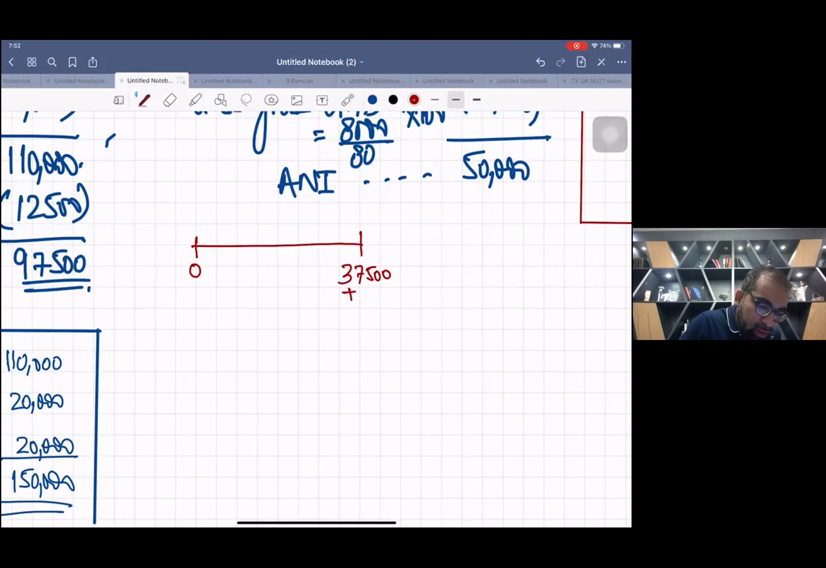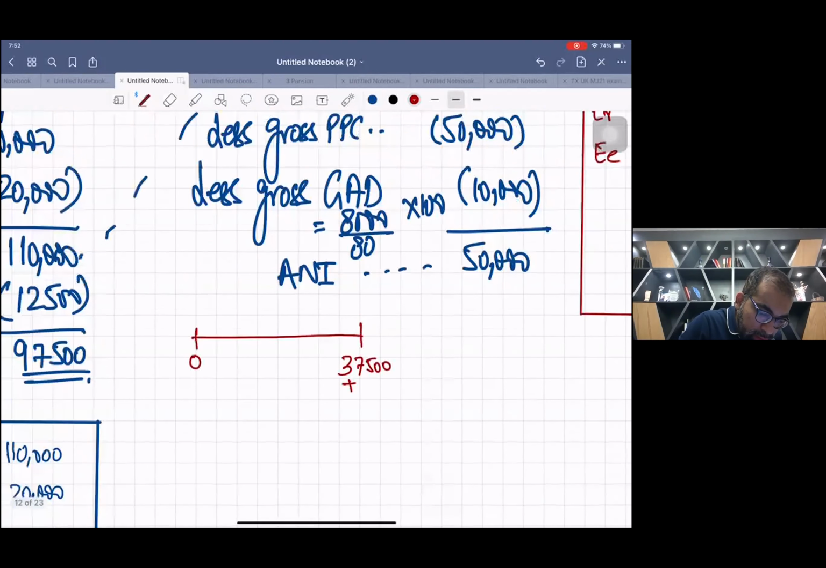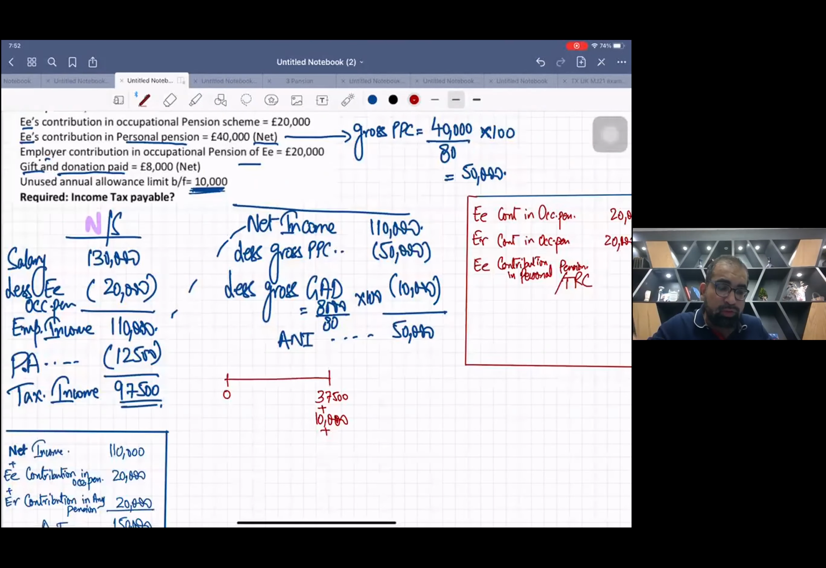Yes, gross gift aid was 10,000. And number two, look at the screen. You have to stretch bands because of personal pension, but for that you must know one thing which is called relevant earnings.